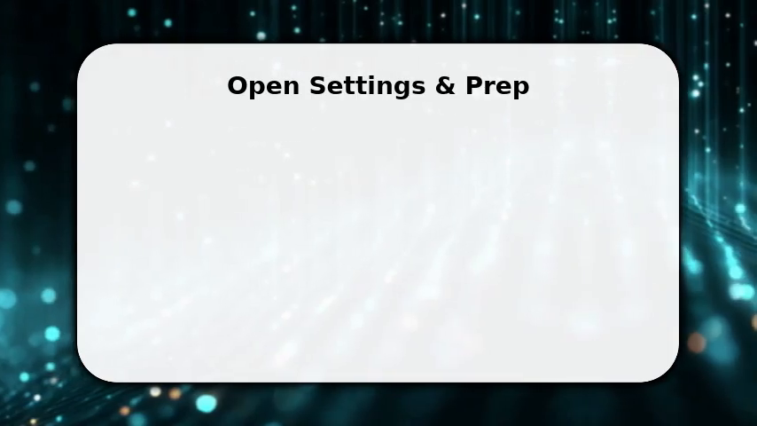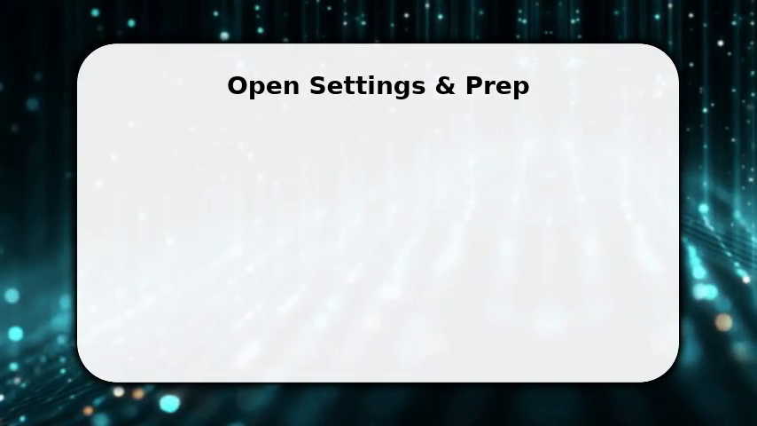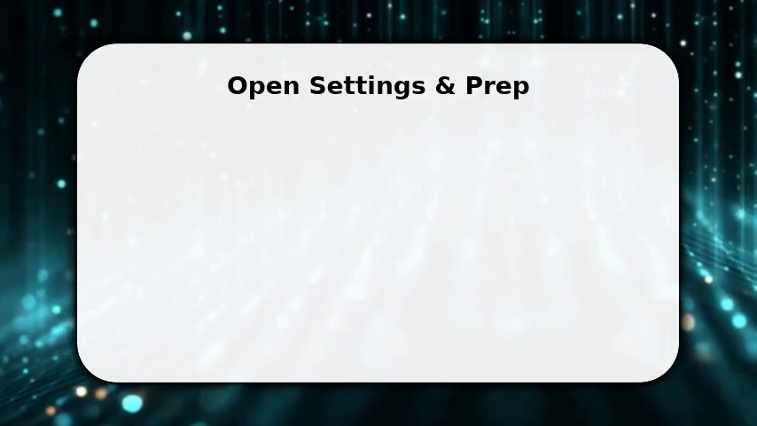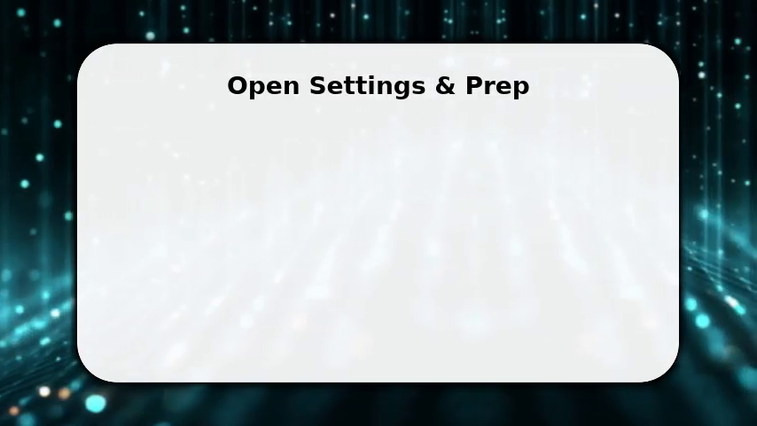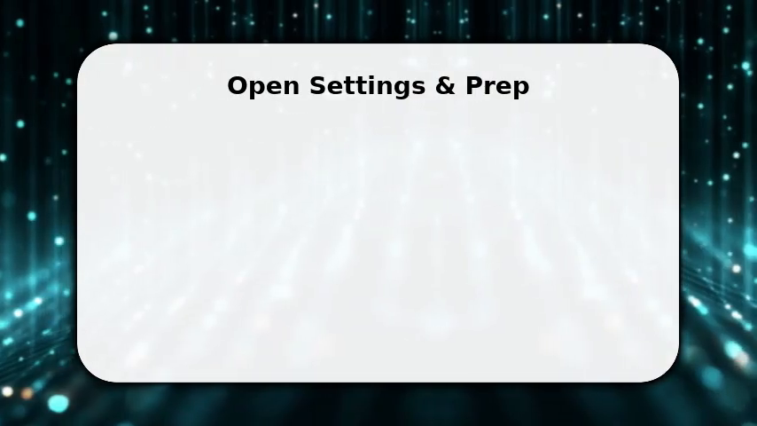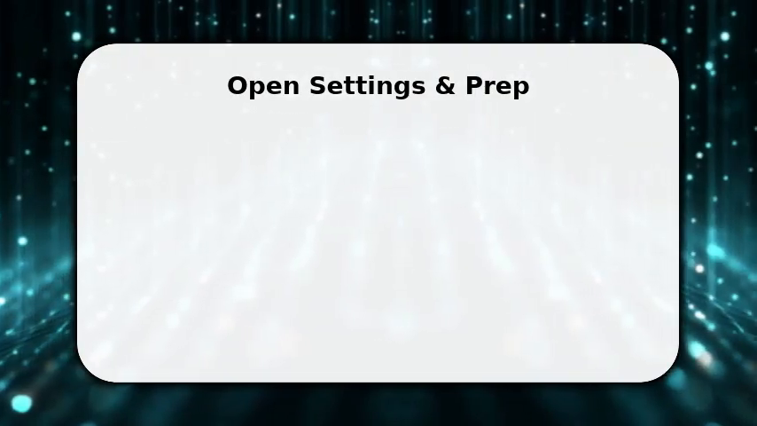Now go to Display and look for lock screen settings. If you don't see them, use the search bar at top and type lock screen. You're beginning the exact change rather than wandering menus, which saves time and avoids wrong toggles.